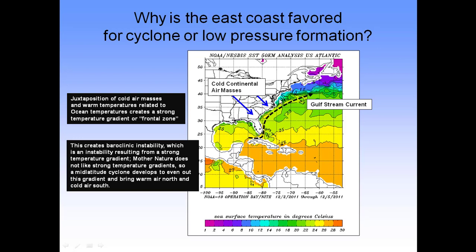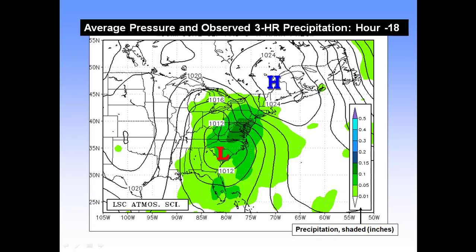Here you have this nice frontal boundary that develops between the two. Mother Nature likes to be even. And when Mother Nature is not even, it creates these intense systems. That's essentially what baroclinic instability is.